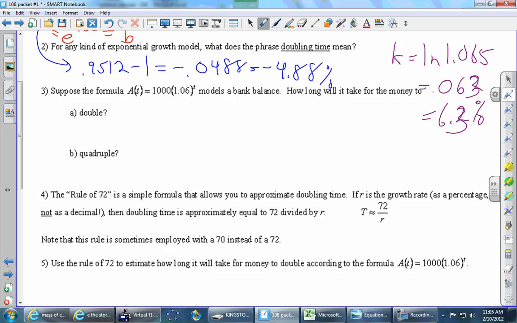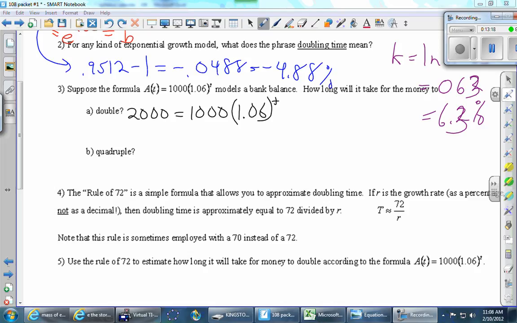Super. So I want to know how long it takes the money to double. So then if I want it to double, how much money will I have? 2,000. So then we write the equation with the 2,000 equals. So can you guys in your groups do some algebra to solve for t, and then try answering part B.